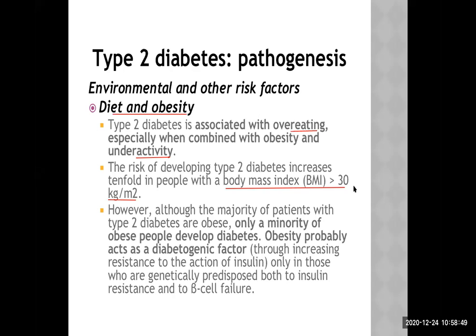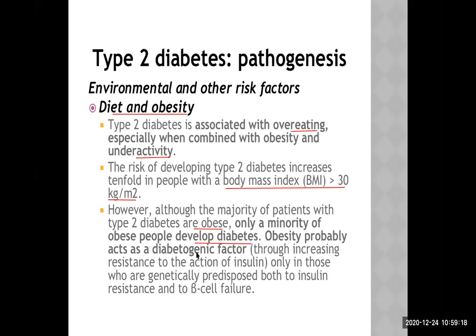BMI more than 40 is morbid obesity. It's altogether a very different thing. So this is the point here. There is a 10-fold increased chance of developing type 2 diabetes if the person is obese. However, although the majority of patients with type 2 diabetes are obese, only a minority of obese people develop diabetes.